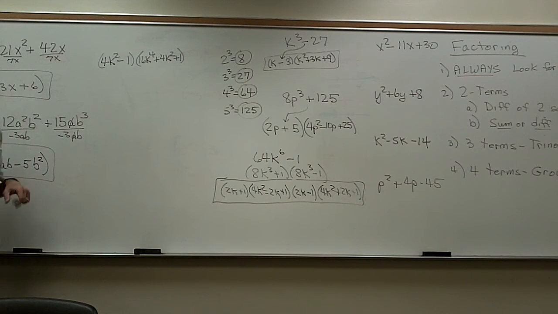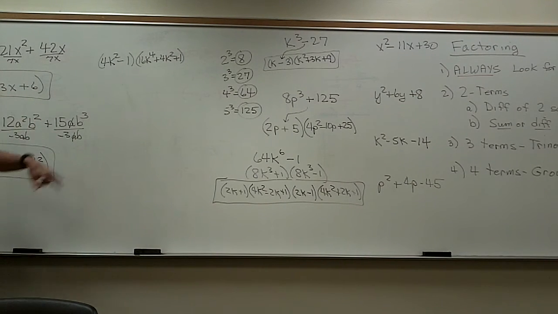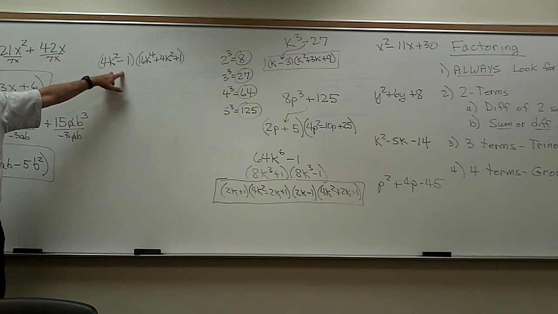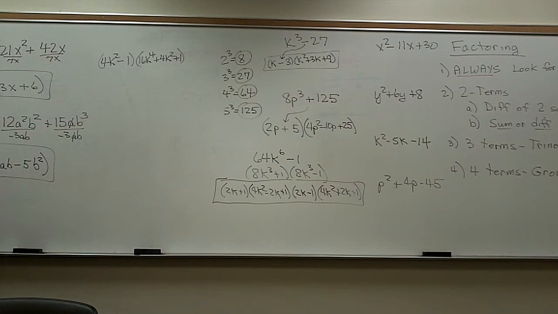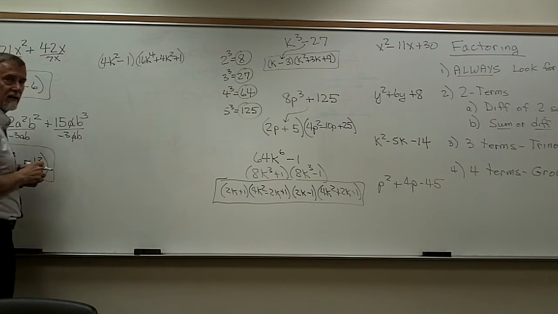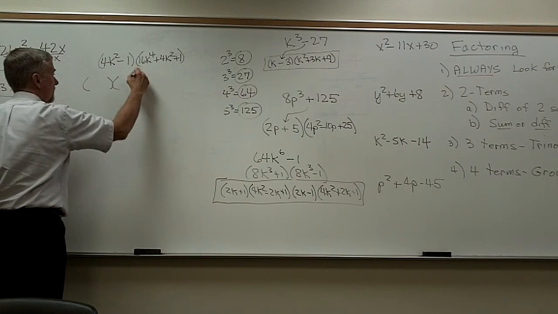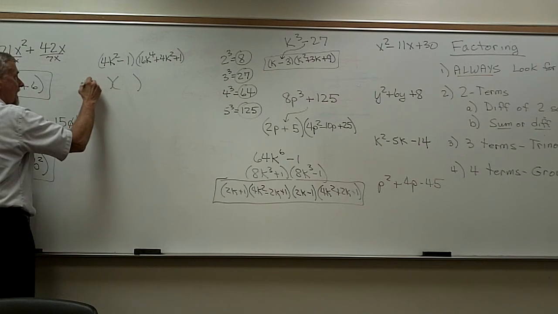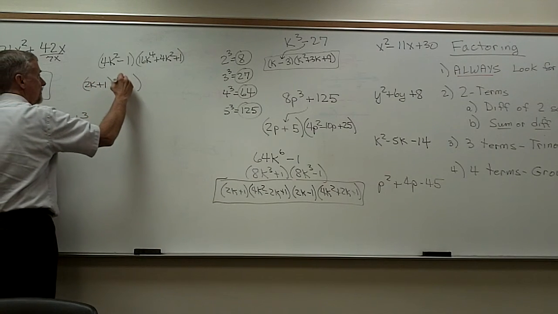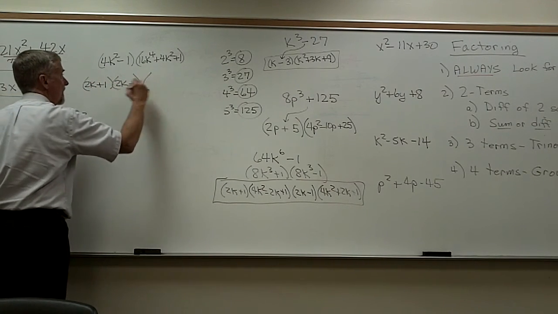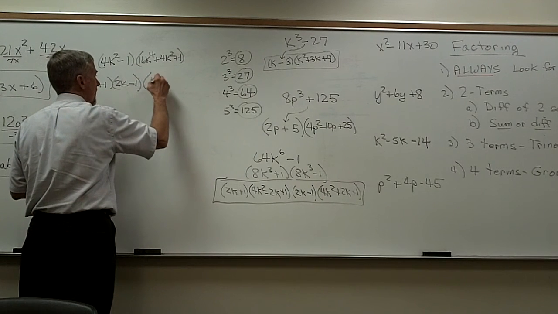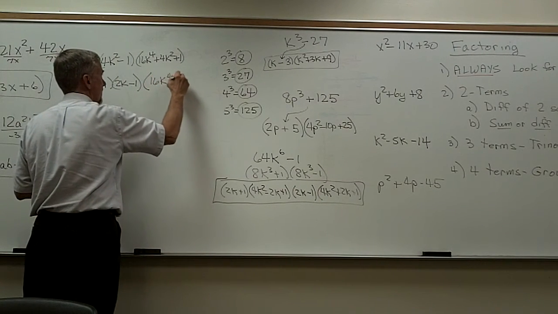So if you had focused in on sum or difference of cubes, this is the way you would have started. Would you stop right there? No, because that 4k squared is a difference. You have a difference of 2 squares right here. So if I have a difference of 2 squares, that has to be broken down again. That'll be a 2k plus 1 and a 2k minus 1. And over here, can't do anything with that, so it'll stay like it is.